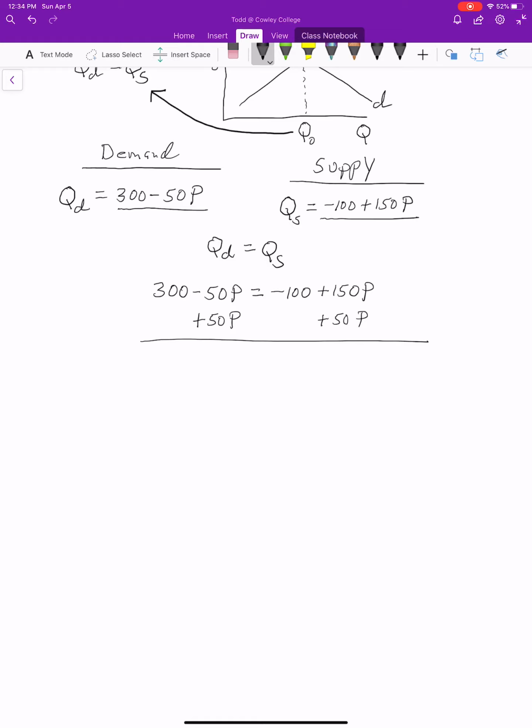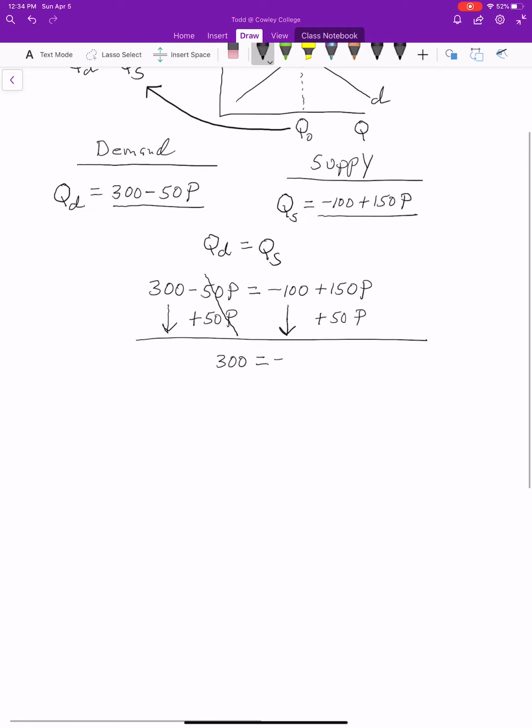All right, so negative 50p plus 50p is 0. So that leaves you with simply 300 on the left-hand side. Just go ahead and bring that right on down. We haven't done anything with this either, so we're going to bring this down as well. So we have a negative 100.